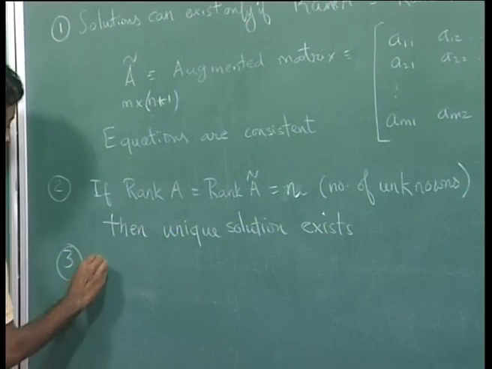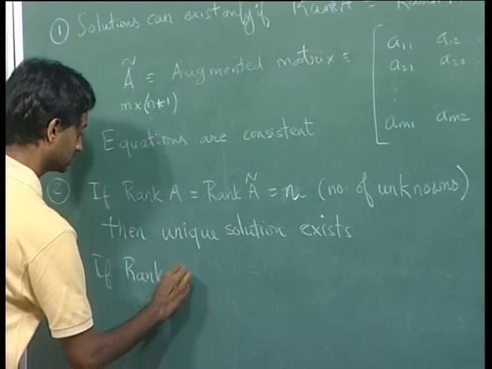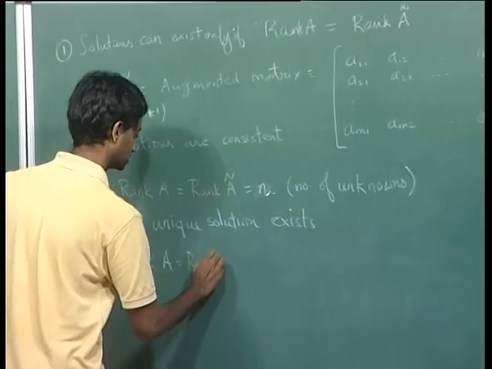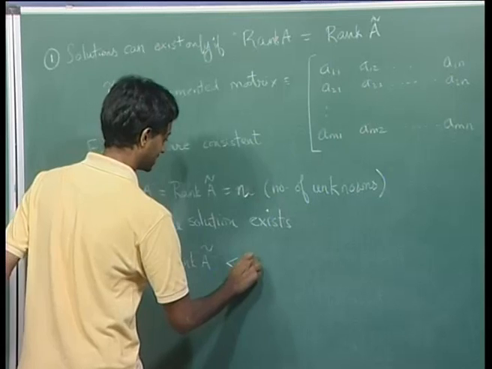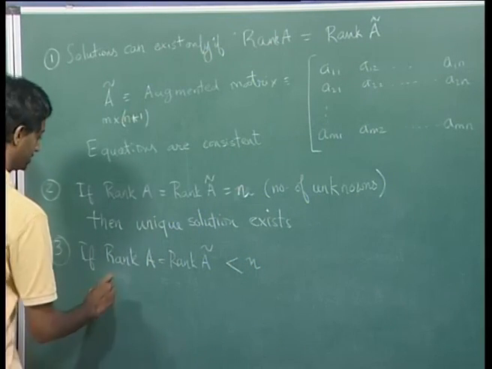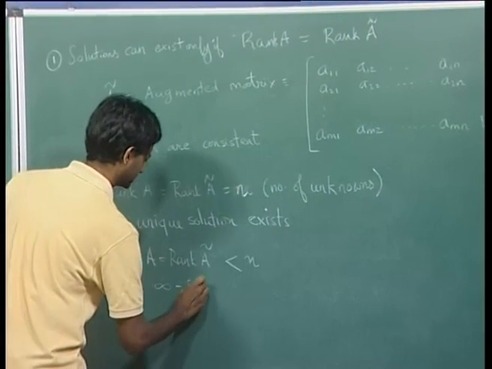Third thing is, if rank A is equal to rank A tilde, and this is less than n, okay, then infinitely many solutions exist.